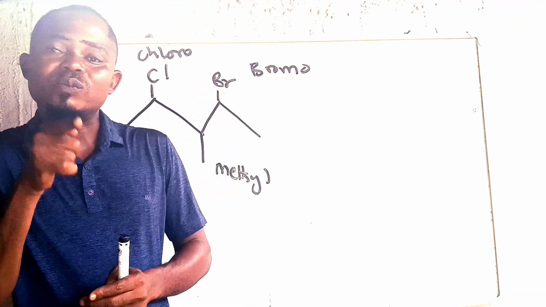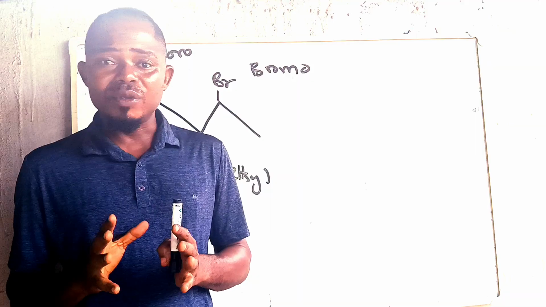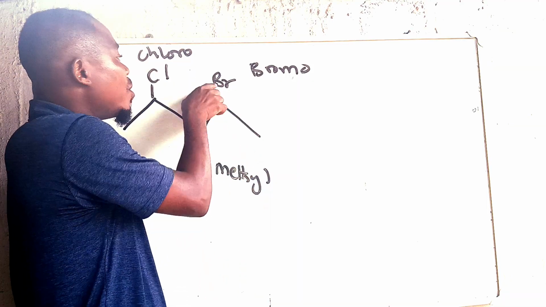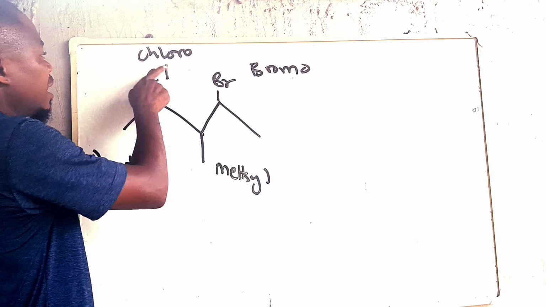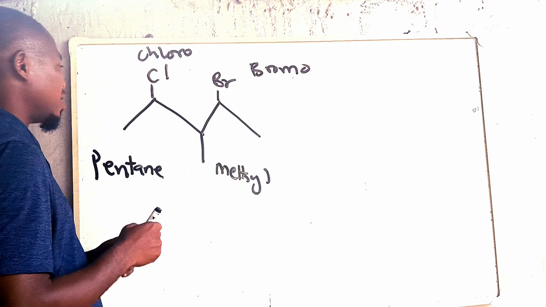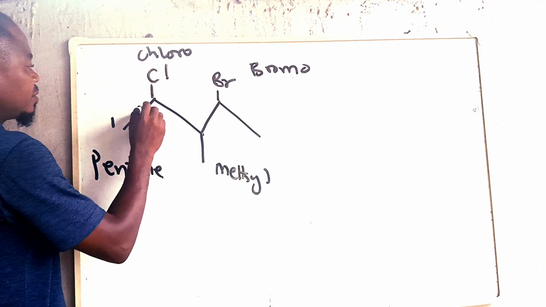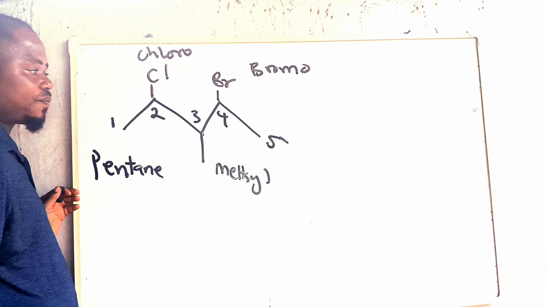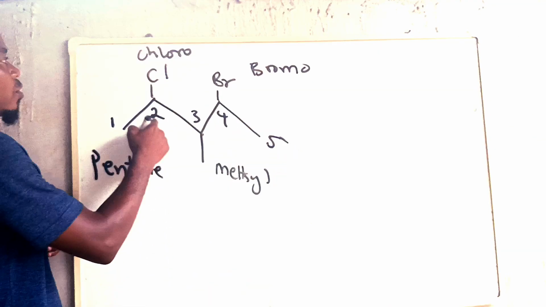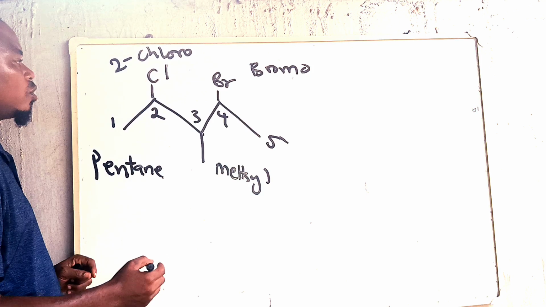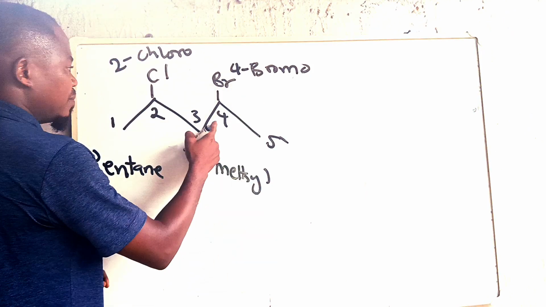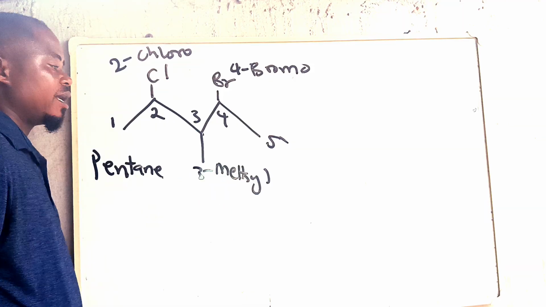But chlorine is more electronegative than what? Bromine. So it's going to affect the chemical properties of this compound more than bromine. And therefore, number from the side that gives chlorine what? The smallest possible number. So we're going to number from 1, 2, 3, 4, and 5. So after numbering, we know that chlorine is on carbon 2, so it's going to be 2 chloro. Bromine is on carbon 4, so this is 4 bromo. And methyl is on carbon 3, so it's 3 methyl.